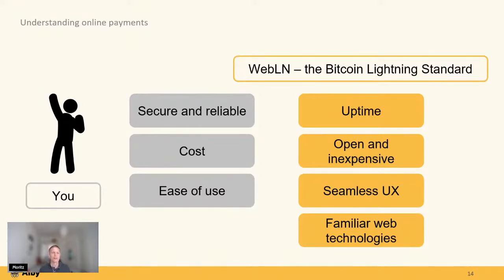If we look at the different decision points, regarding security and reliability, Bitcoin certainly stands out, with an uptime I recently checked of around 99.987%. And also the payment reliability on the Lightning Network has already gotten a lot better and will keep improving with more liquidity in the network.